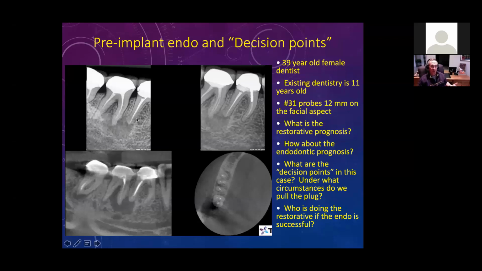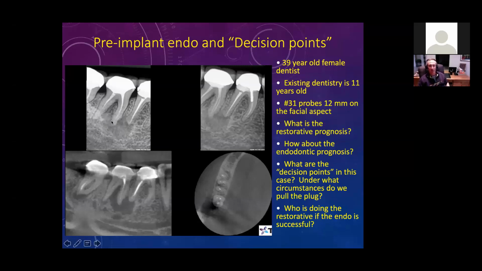So I said there'll be 4 decision points in this case as we go along. The first one is when I start treatment on this tooth, when I get inside there, if I find that it's cracked, then you need to just have all of these extracted. If we get in there and it's not cracked, then I'll put calcium hydroxide in these teeth and we'll go for a while and we'll see what kind of healing we can get. She also had a sinus tract.